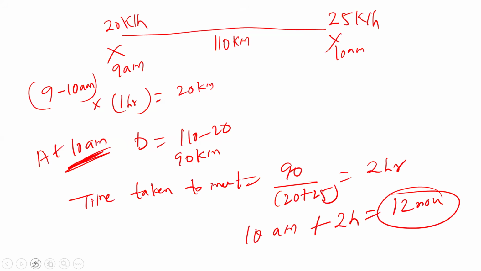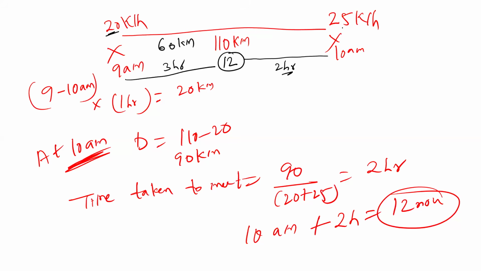Now, if you want to verify whether this answer is right or wrong, I'll tell you the verification also. So imagine both are meeting at 12. This Y train traveled 2 hours to reach the point. This X train traveled from 9 to 12, 3 hours. In 1 hour, X can cover 20. In 3 hours, X will cover 60 kilometer. In 1 hour, Y will cover 25. In 2 hours, Y will cover 50 kilometer. 60 plus 50, 110 kilometer. Answer verified.